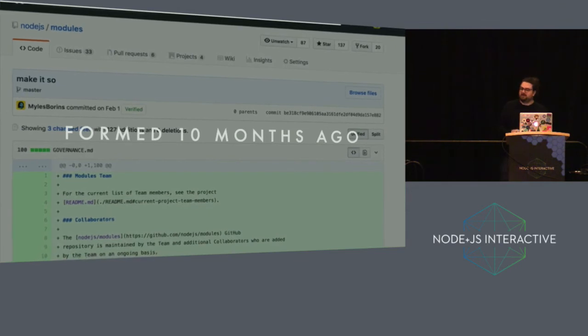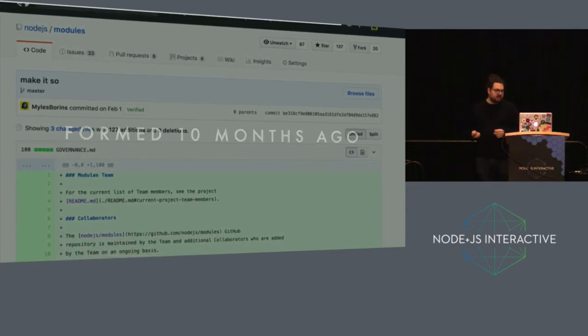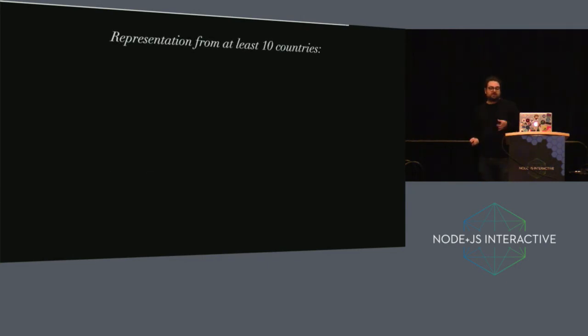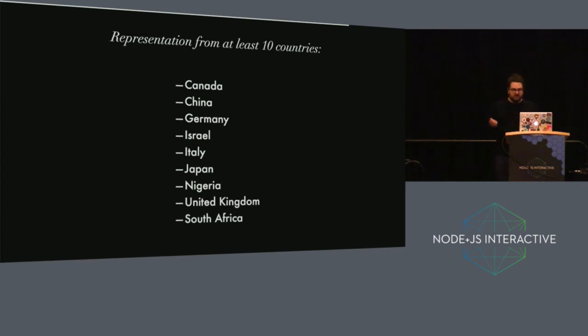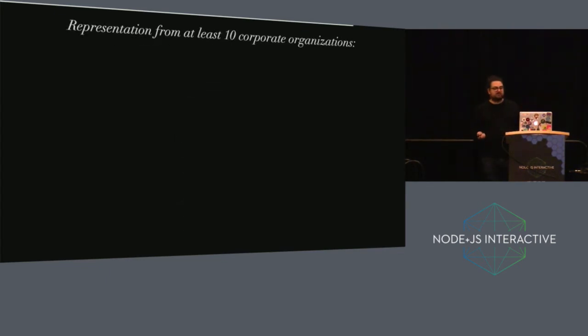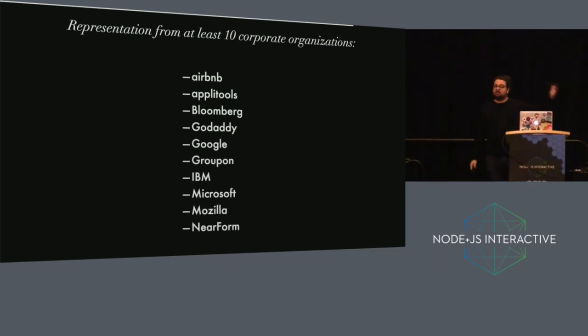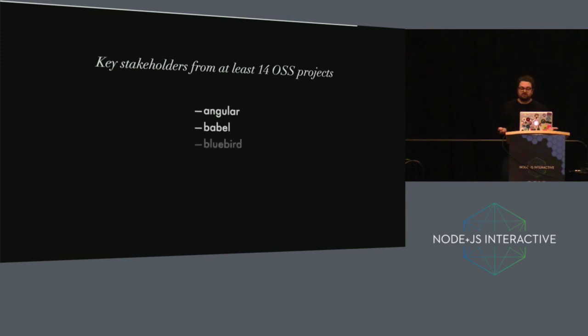This is the initial commit in the repo where we started it. And some stats, right now we have 49 members in the team. There's representation from at least 10 countries from around the world. There's representation from at least 10 different corporate entities. So we've got not just a lot of representation for people from different communities and cultures, but people from different companies and different needs. We've also got key stakeholders from at least 14 different open source projects. Here's the first batch of them. Here's the second batch of them.